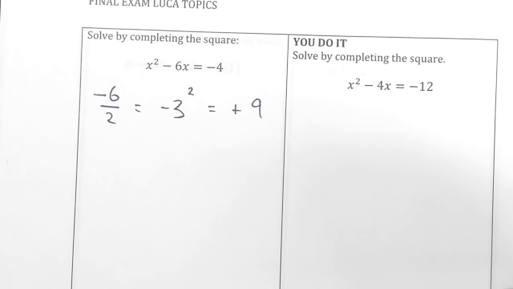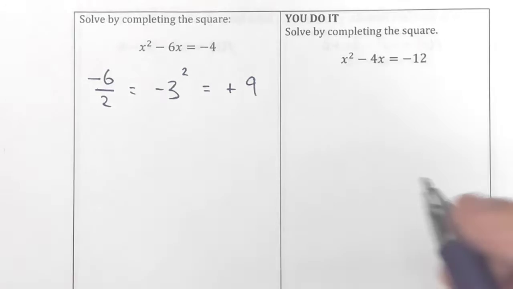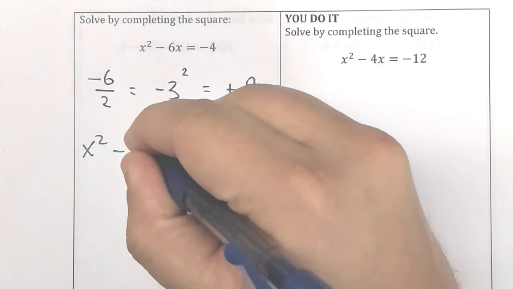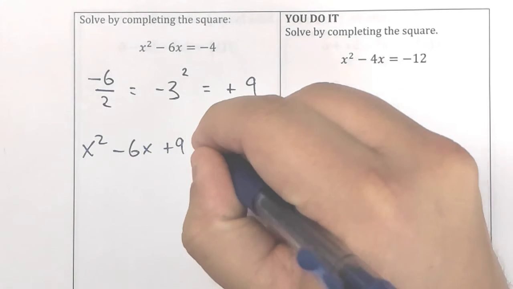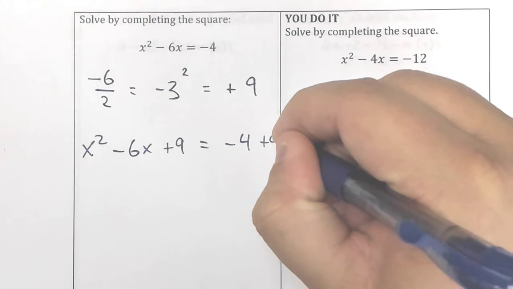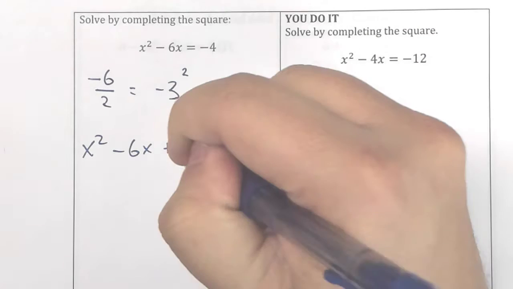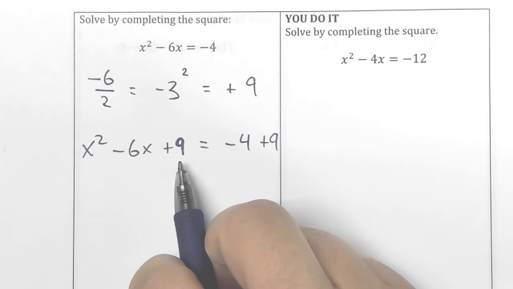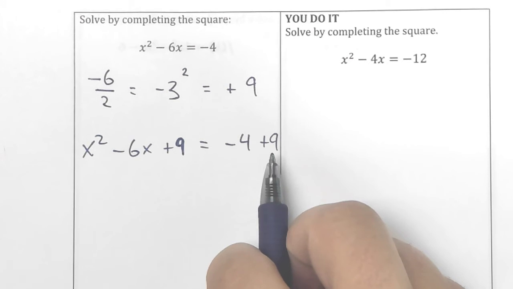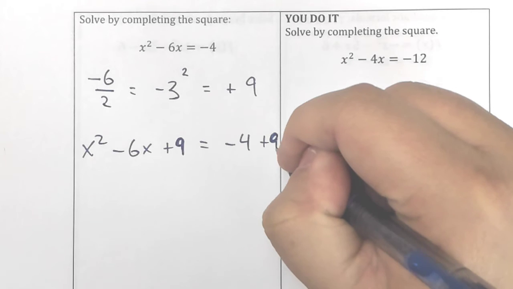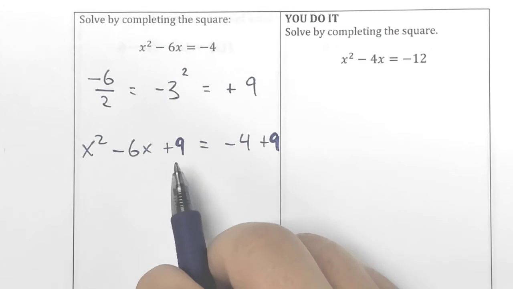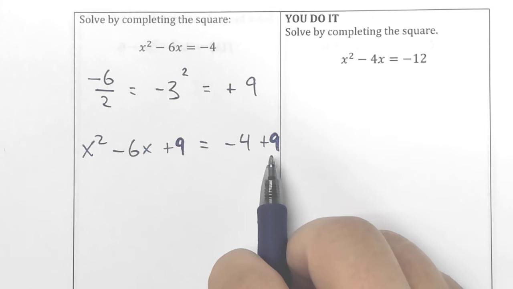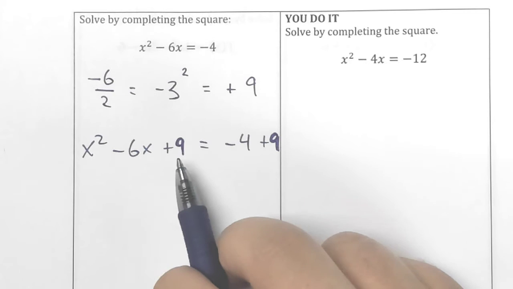So now that we have that, we're going to rewrite our equation as x squared minus 6x plus 9 equals that -4 plus that 9. What you need to see is we have to add 9, not just here, but also here. We have to add 9 to both sides. This is the death knell for the rest of you: you forget this part, and then bad things happen. So you need to add 9 to both sides.